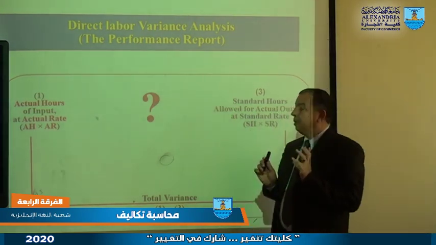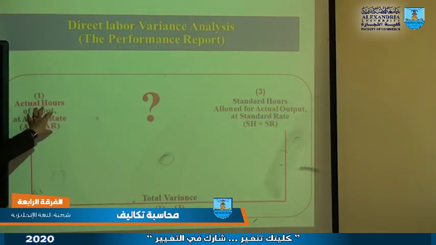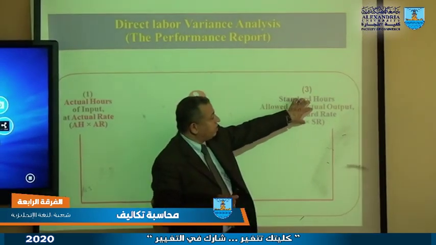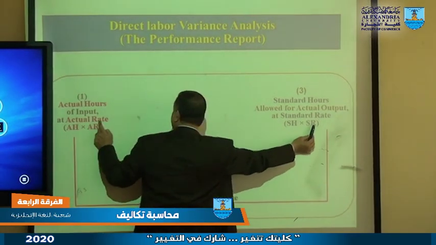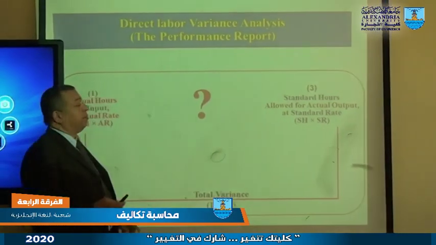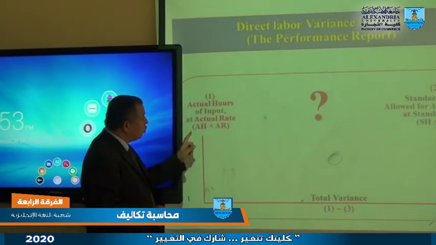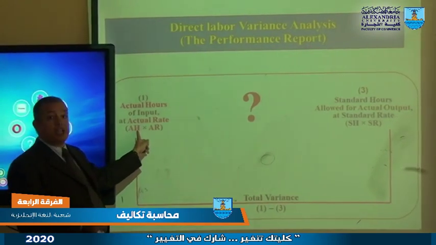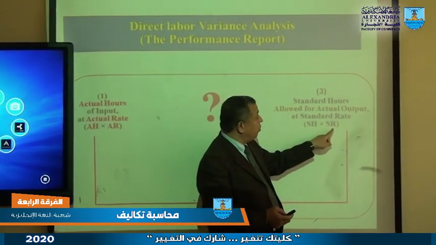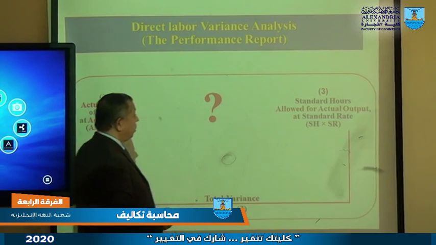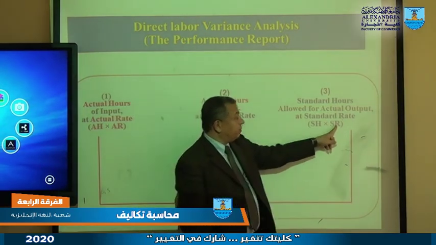In the middle of the performance report, here I have, it's a pure actual, pure standard. The difference between them may be a difference in hours or a difference in rates. What about in the middle? I will fix one of them, hours or rates. If you remember, I will choose from actual, actual hours, and from standard cost, I will use the standard rate. So, in the middle, I will get what? Actual hours times standard rate.